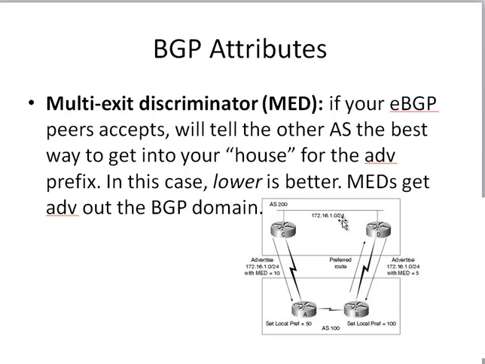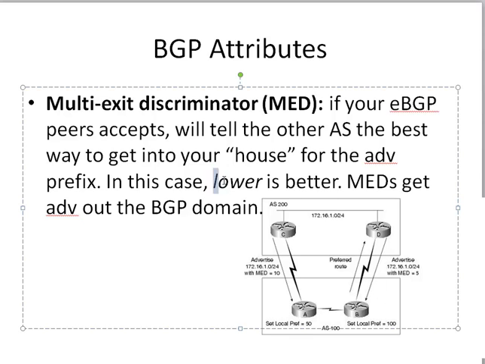So in this example down here, I have, once again, AS 100 and 200. I've got my 172.16.10 example again. In this case, as we mentioned, I'm going down, advertising to AS 100. I'm advertising out, okay, to get into this house, or in this case this domain or this prefix, I'm shooting out the prefix with a metric of 10 down here into 100. And from D, I'm shooting down a MED of 5.